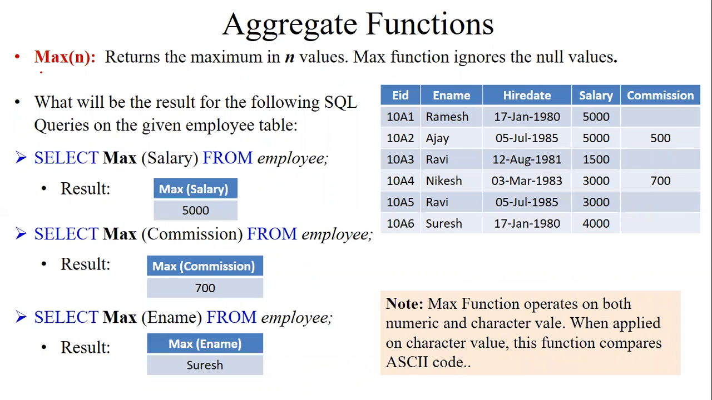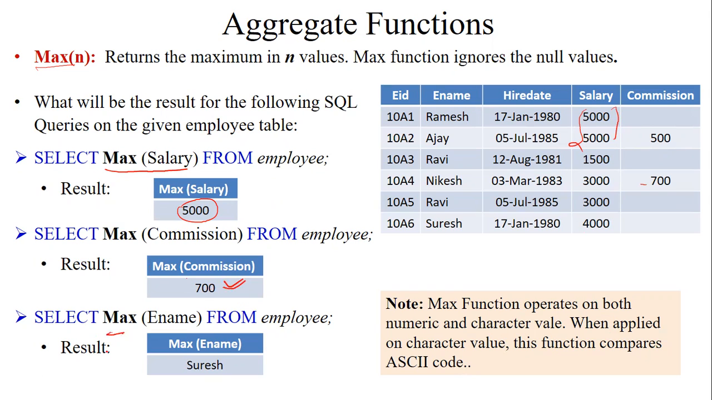Now you can see max. The max function just identifies the maximum of n values, so here you can apply it. Similarly, this also ignores the null values. Now you want to identify the maximum salary in the given set, so you can directly apply max salary from employees. Max salary will be 5,000, so 5,000 is the maximum value, and one value will be written here. Maximum commission is 700, so 700 will be written here.